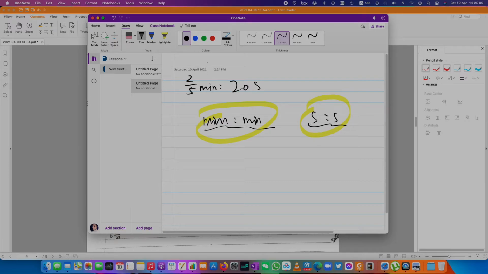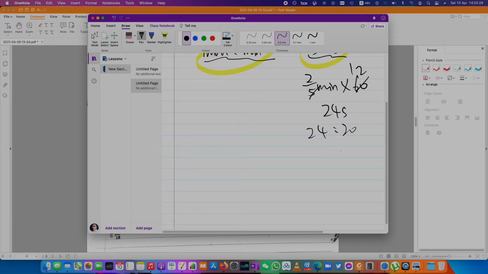So I have to convert this 2/5 minute, right? How do you convert the 2/5 minute to seconds? You times 60, so you get 12... so it's 24 seconds, right? Therefore it's 24 seconds to 20. From ratio, we talk about it, right? The ratio 24 to 20, you can actually write it as 24 over 20. Then how do you simplify? Of course, you can start with divide by 2: 12 over 10, divide by 2: 6 over 5. So the answer is 6 to 5. Do you get 6 to 5?